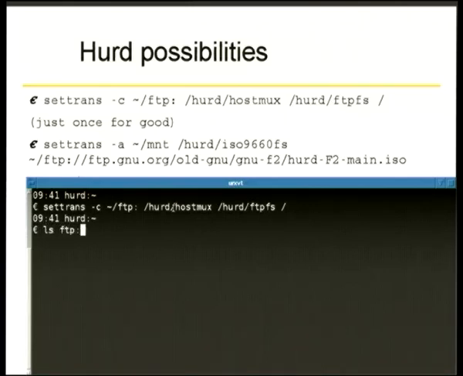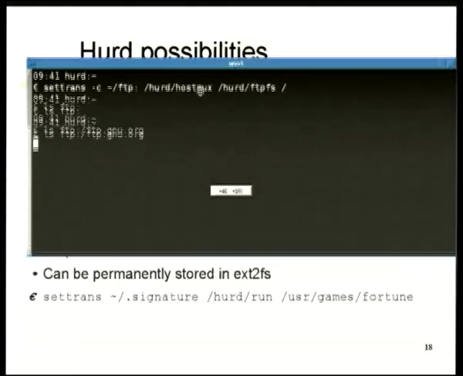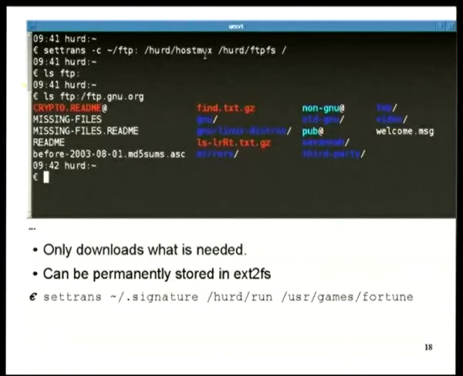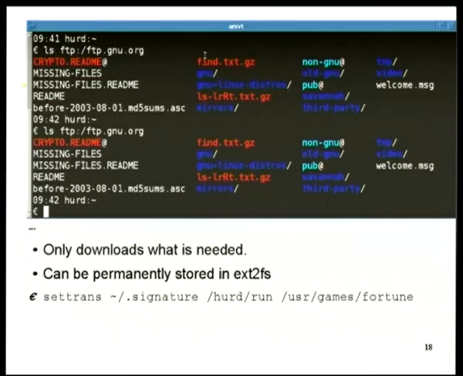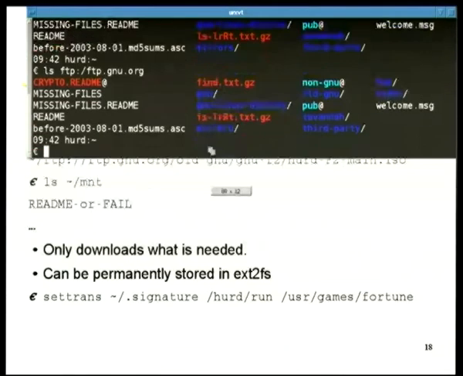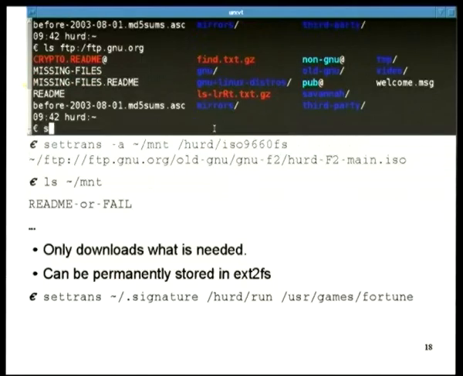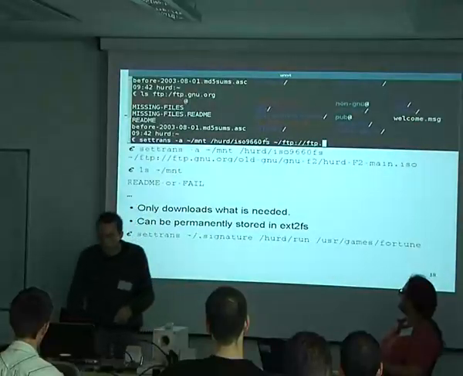So if I have a look at the directory, there's nothing. If I have a look at ftp.gnu.org, it takes some time because it has to establish the connection, but there is a cache, so it's faster after that. And then the nice thing is I can set a translator. The nice thing is that you can actually type a URL. It does work.